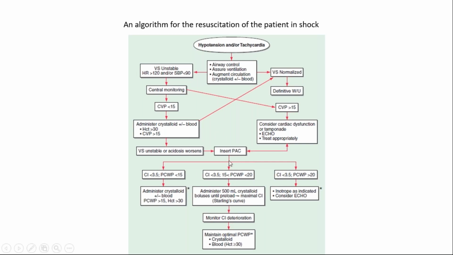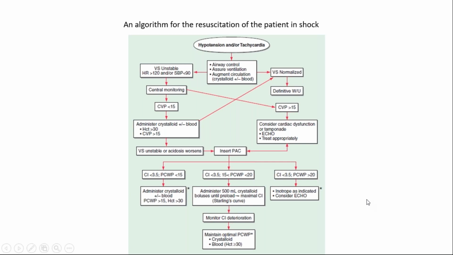Insert an arterial line, then look for cardiac index and capillary wedge pressure and manage according to that. If capillary wedge pressure is more than 20 and cardiac index is less than 3.5, start the inotrope. Do not give crystalloids. And opposite to it, if capillary wedge pressure is less than 15, give crystalloids.